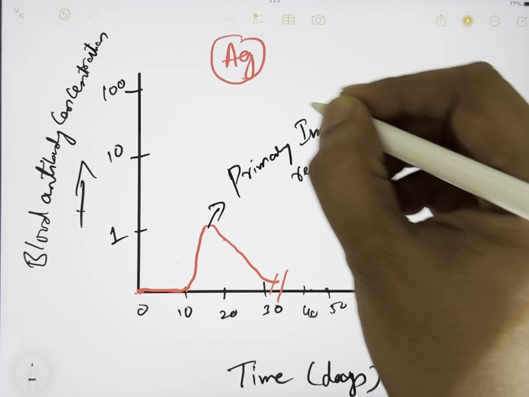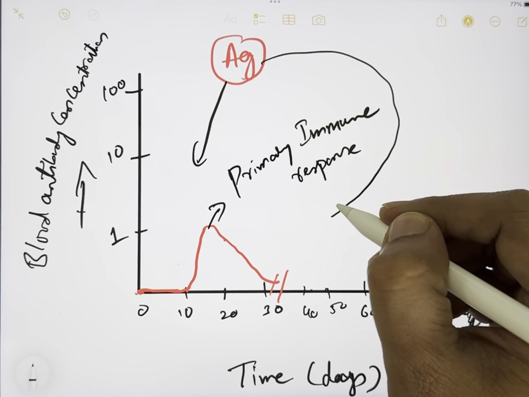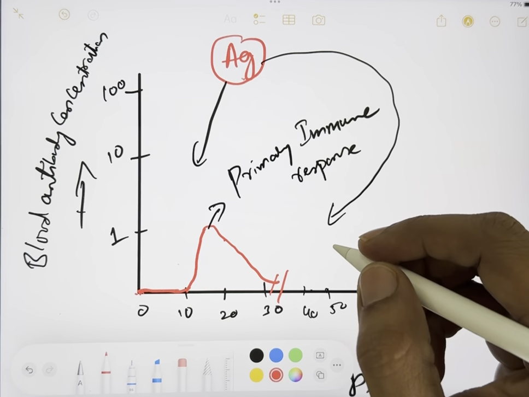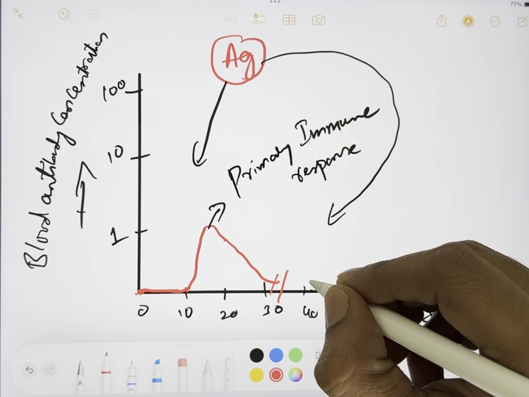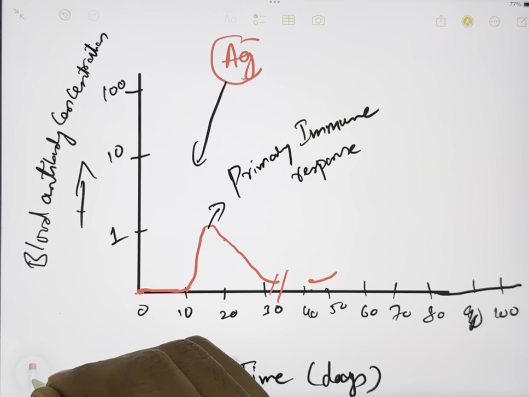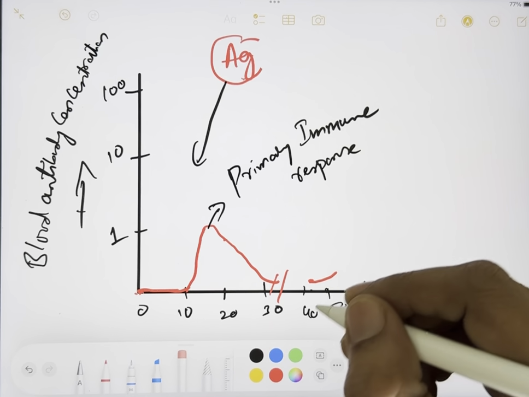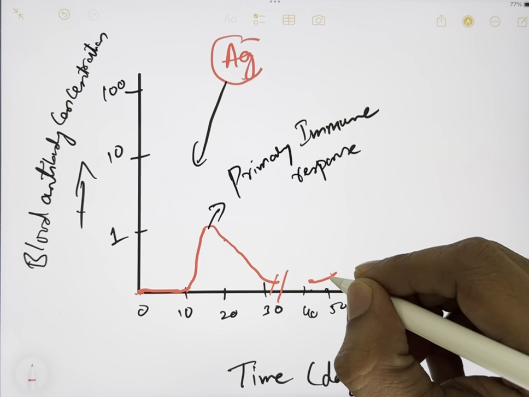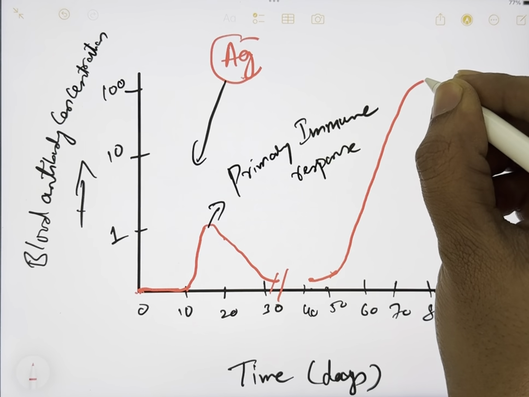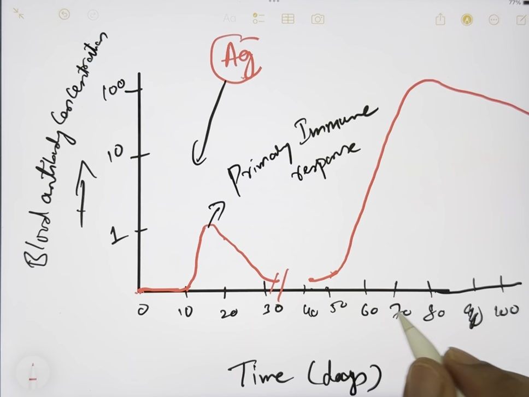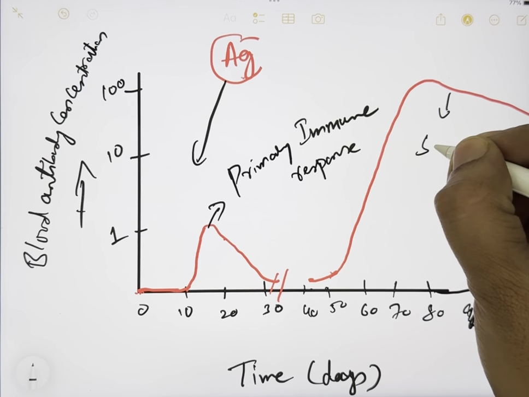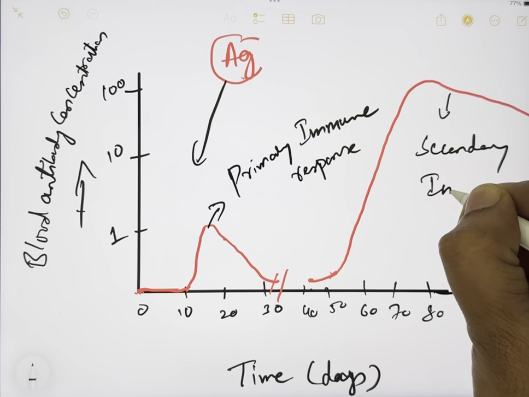Now, if the same antigen reinfects that same person, say after a few weeks, you can see the antibody concentration or antibody titer will be more, that is, the concentration as well as the duration will increase. The antibody titer will be more and the duration will be longer, this antibody will last for even months, 3 months up to years. This type of response is known as the secondary response or secondary immune response.